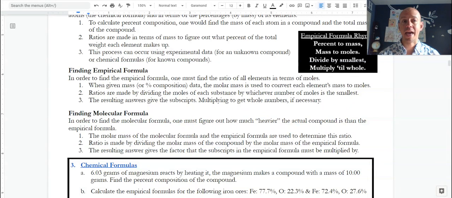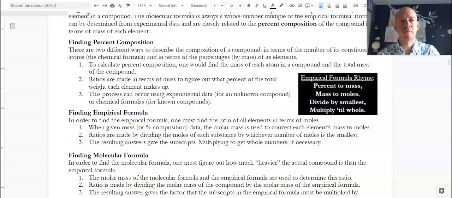It can't be a 1.5 or whatever. It just doesn't work that way. So it's going to come out as 1, 2, 3, 4, 5, a whole number. That just means that that's how much heavier the real compound is than the formula we used. So then we multiply all our subscripts by that.